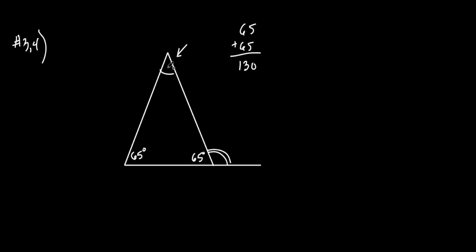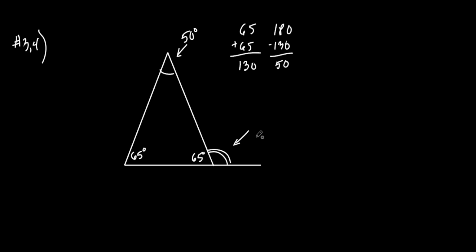So, does that mean this is 130? No. You got it. You take it, well, not from 65. Take the 130 from 180. Okay, and then what's 180 minus 130? That would be 50. So what's this angle right here? 50 degrees. Okay, now what about this second angle right here?